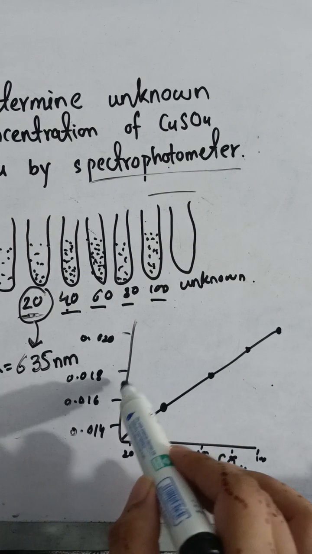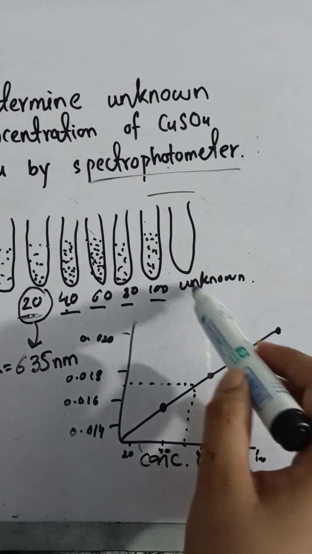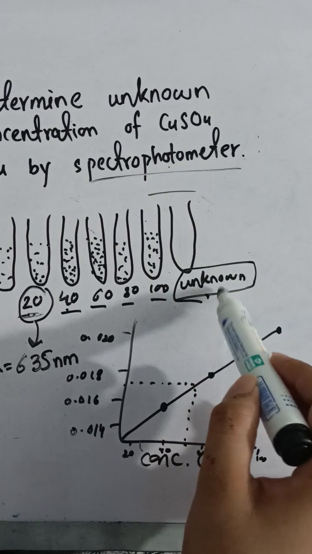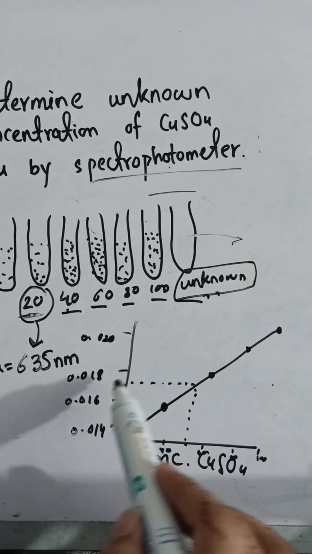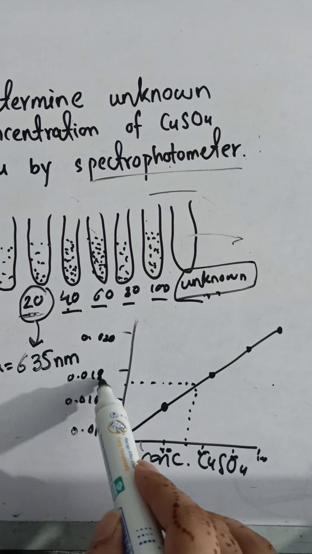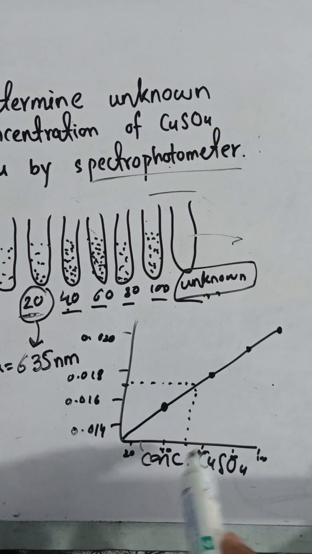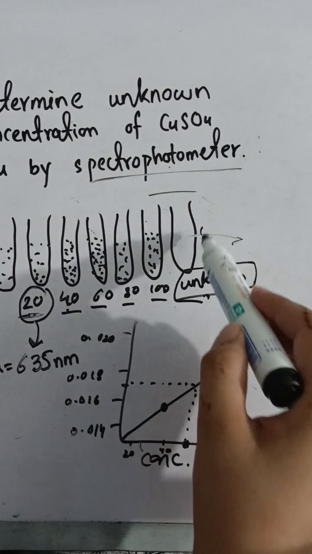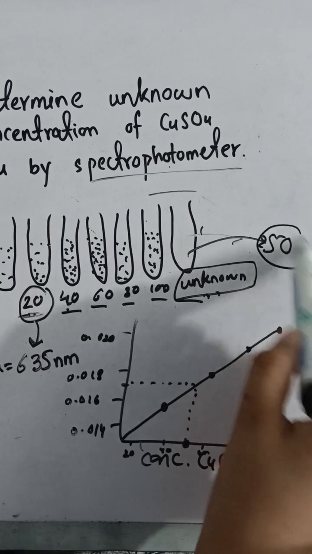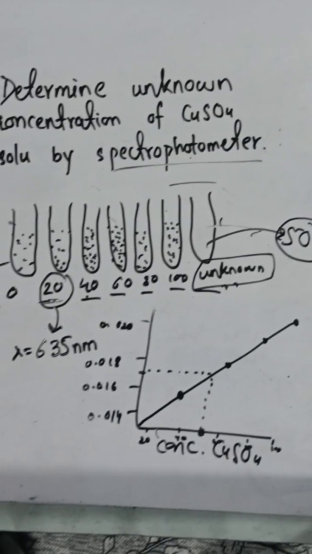And we also find out the unknown concentration. We'll find out at this point. So we don't know the concentration of it, but with the absorbance we will check. Its absorbance came out between 0.018 and 0.016. So we'll find out that the concentration of this unknown sample is 50. So it means this was the 50. It contained the 50% concentration of the CuSO4. So this is how you will find the unknown concentration of CuSO4, right?